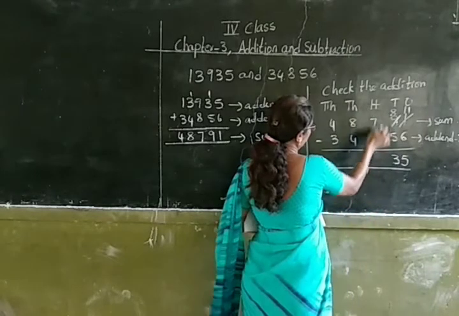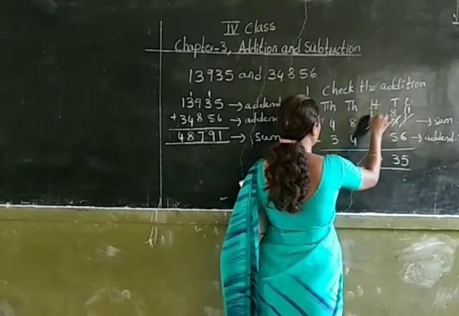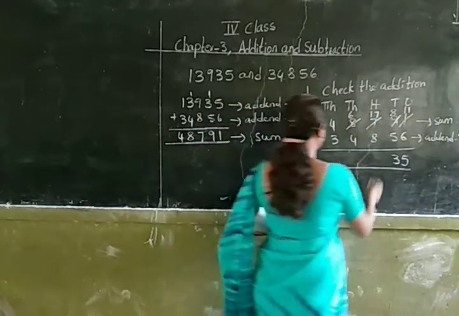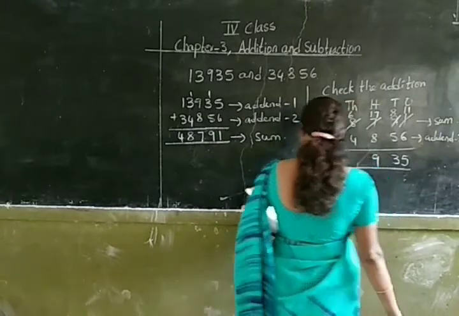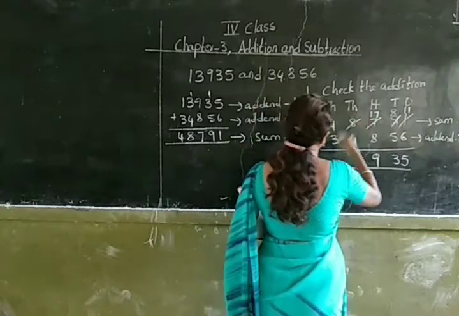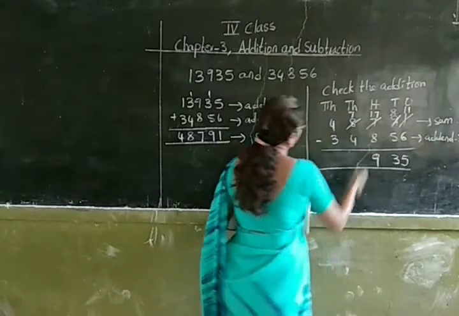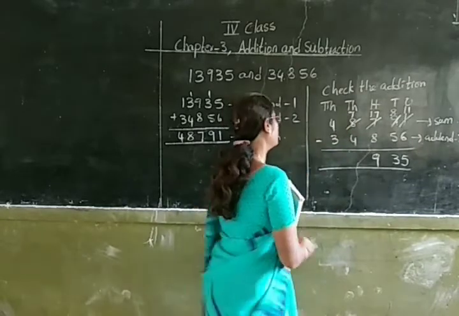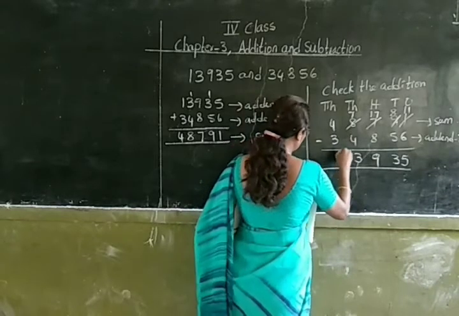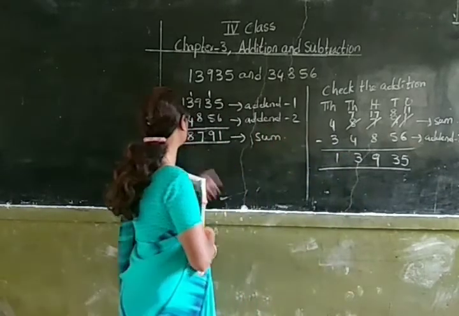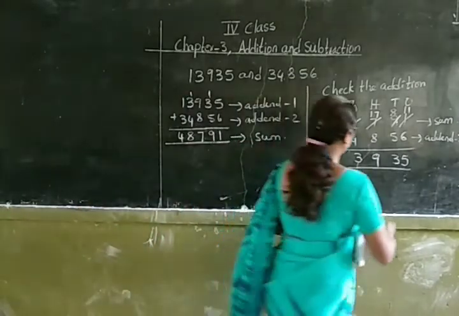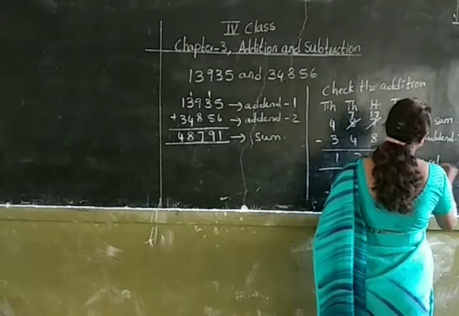Since I can't subtract 8 from 7, 7 after borrow becomes 17 and 8 will become 7. Sorry children, after giving away the borrow, 8 will become 7. And 17 minus 8 is 9. And 7 minus 4 is 3. And 4 minus 3 is 1. So here what I got? 13,935, which is addend 1.